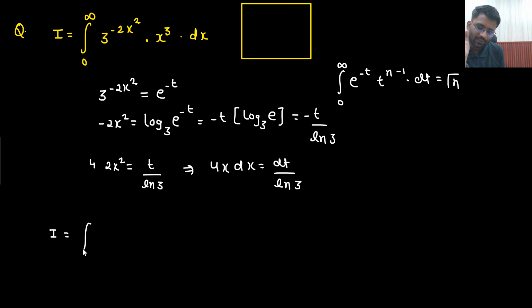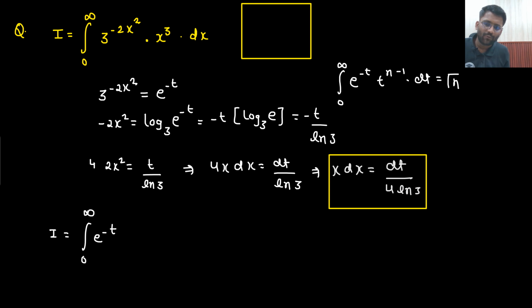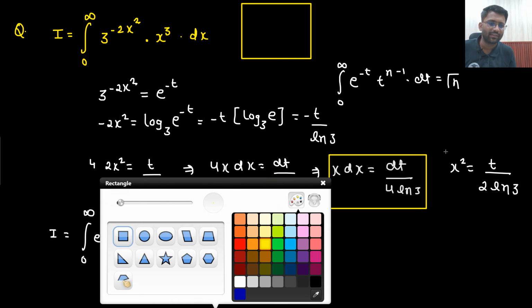So if I replace this now, 0 to infinity only, in place of 3 to the power 2 minus 2x square, I will put e to the power minus t. Now in place of x cube, what do I need to do? Look, what do you see? From here, what is x dx? Sir, x dx is nothing but dt by 4 ln 3. This is your x dx, right? And what is your x square? From here, x square is t by 2 ln 3. This is your x square.